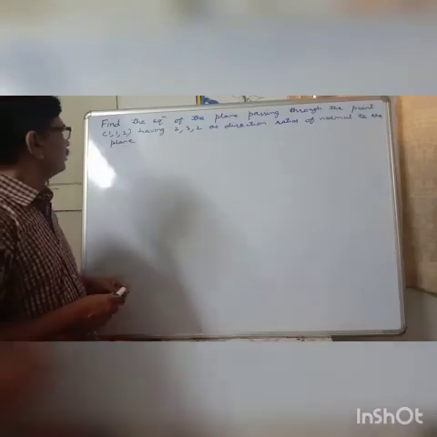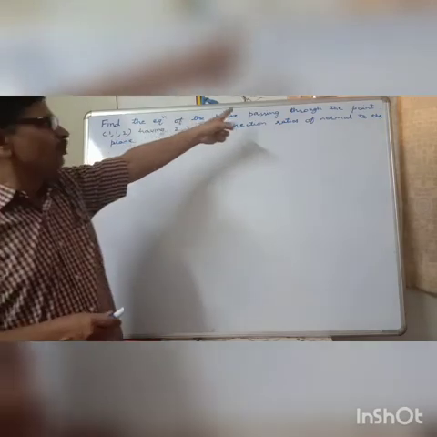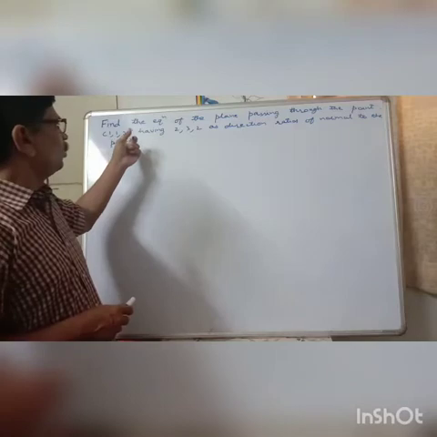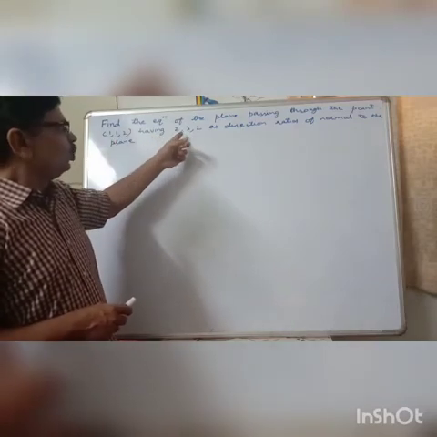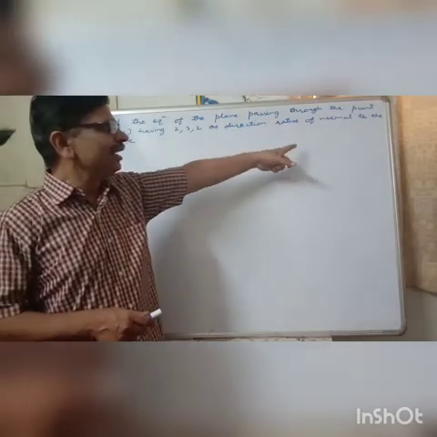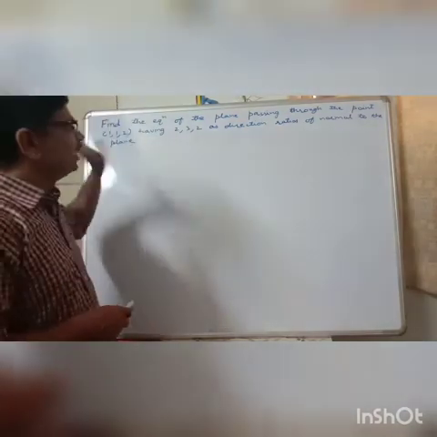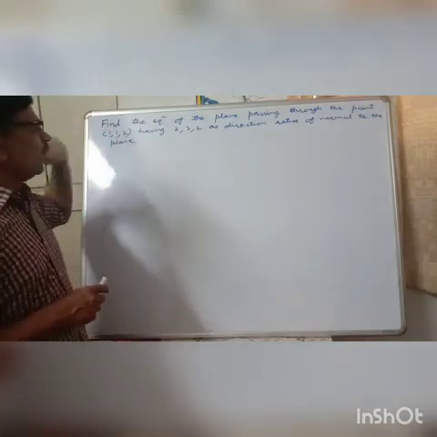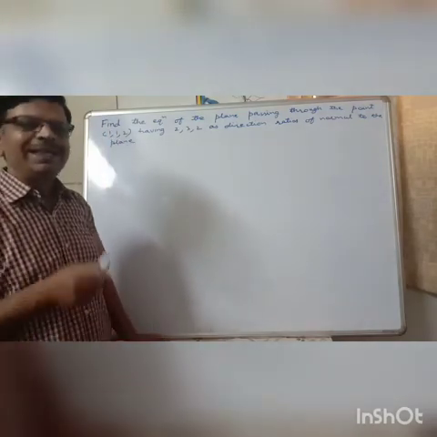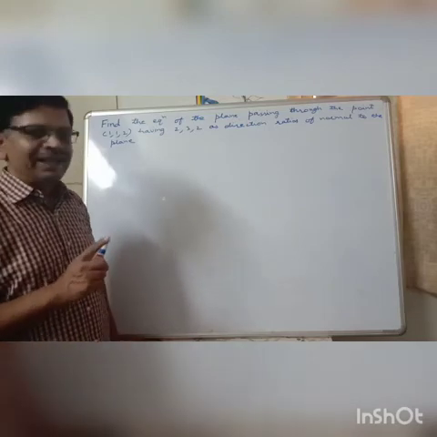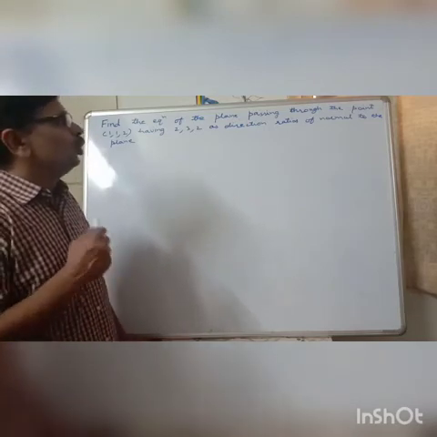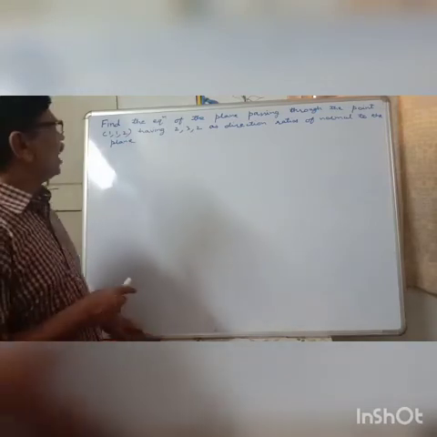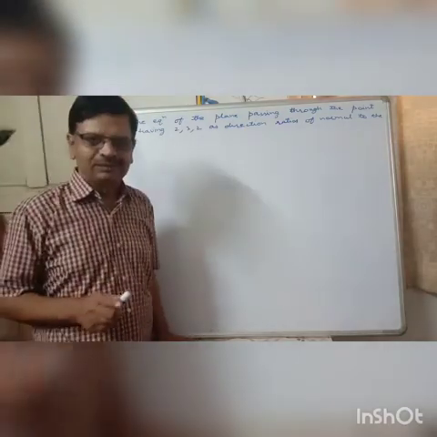Next example. Find the equation of the plane passing through the point (1, 1, 2) having 2, 3, 2 as direction ratios of normal to the plane. Now in this example, coordinates of one point in the plane are given, direction ratios of normal perpendicular to the plane are also given, and we have to find equation of plane.